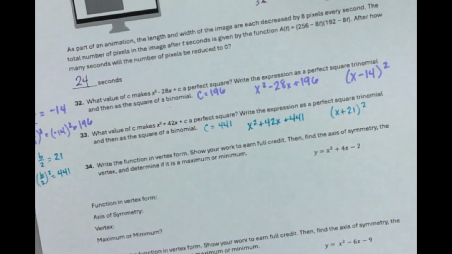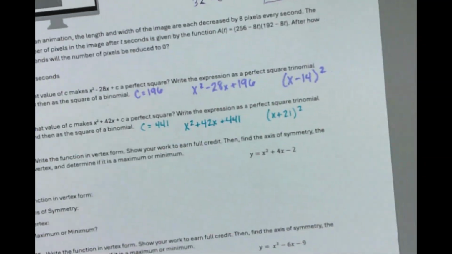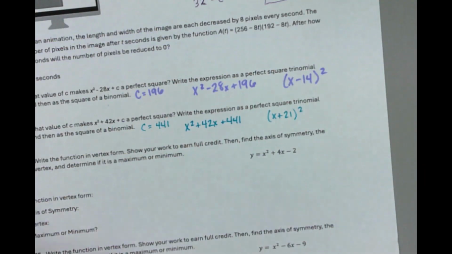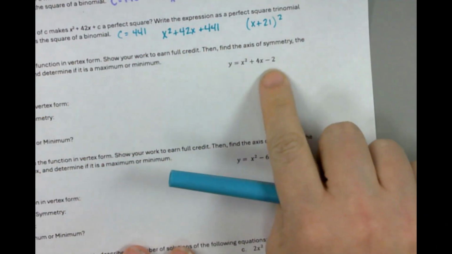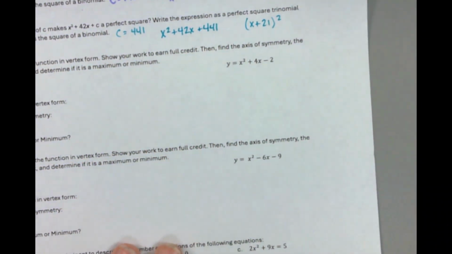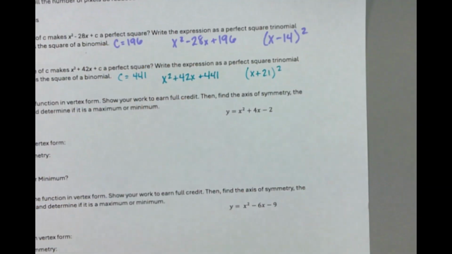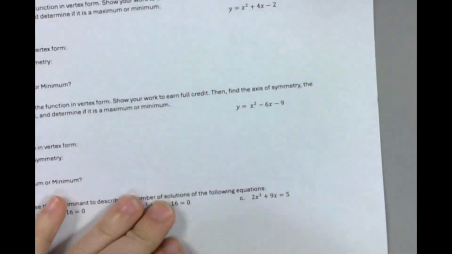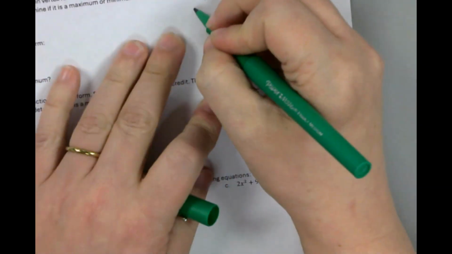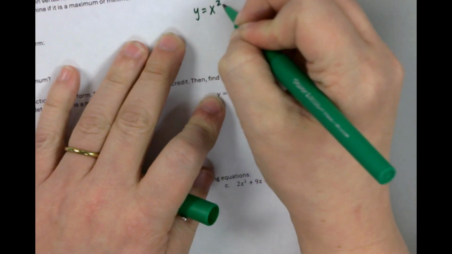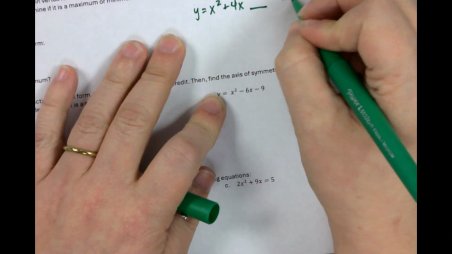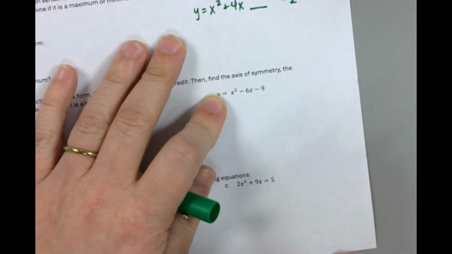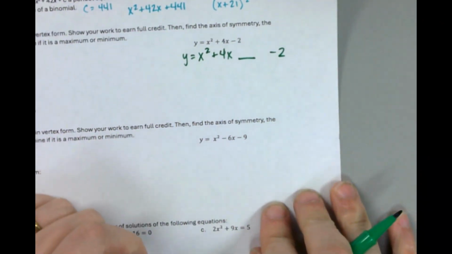Write the function in vertex form. What happens when we're writing in vertex form is we want to make a perfect square. This -2 does not help us make a perfect square. So we're going to move it to the side. So we have x squared plus 4x. We want some other value. So we're going to change, -2 is going to be back here.